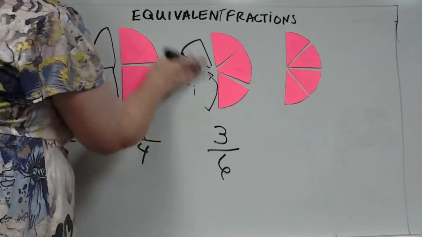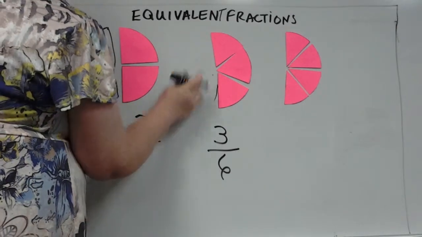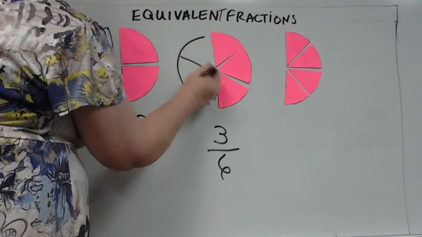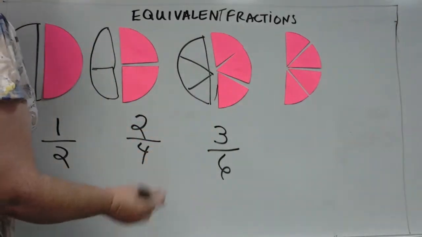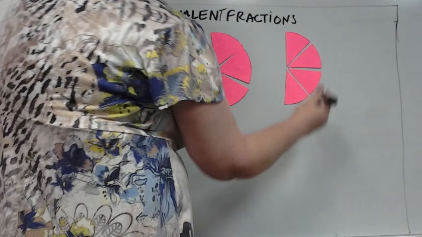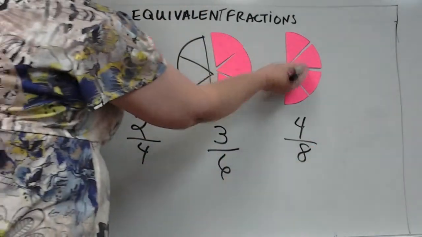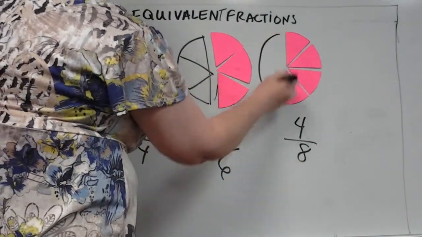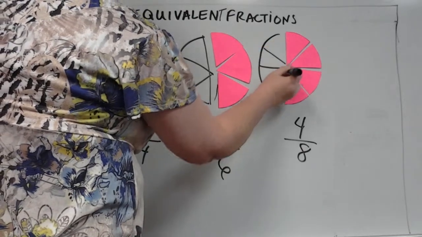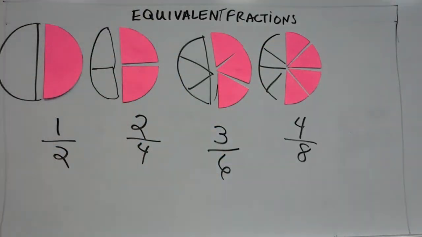Terrible drawings today. That's awful. Let me try again. It takes 6 parts. Good, that's better. To make the whole. This fraction is 4/8. We have 4 parts. It takes 8 parts to make the whole.